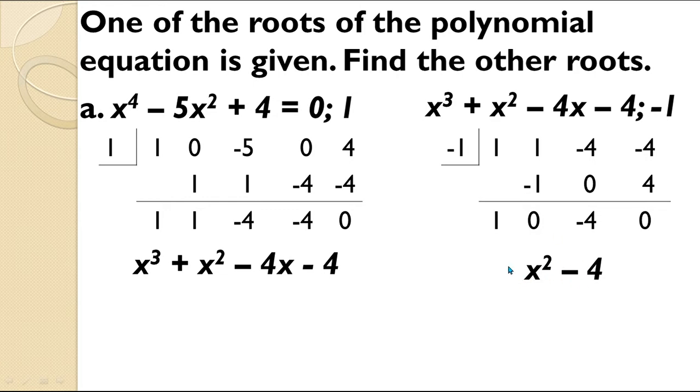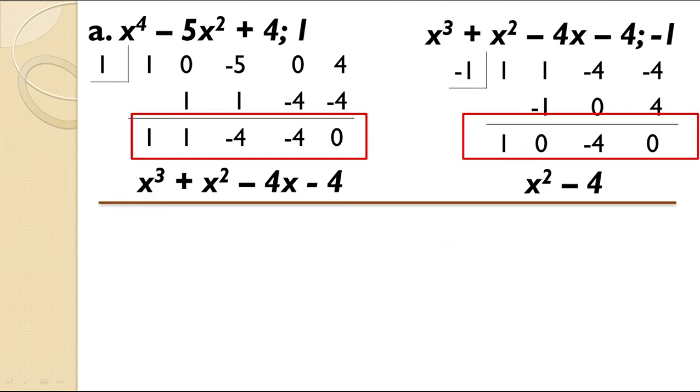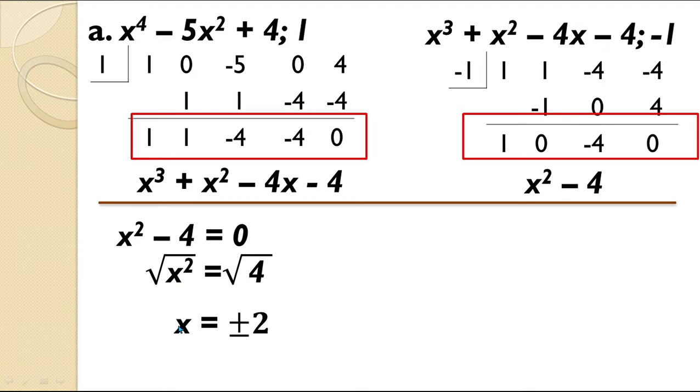So, ito na yung gagamitin natin na next. So, dito, x squared minus 4 equate with 0. Then, we can apply here the extracting the square root. So, when we extracting the square root, i-transpose natin yung negative 4 sa right side, magiging positive 4. Then, extracting the square root. So, square root of x squared ay x, and square root of 4 is positive negative 2.